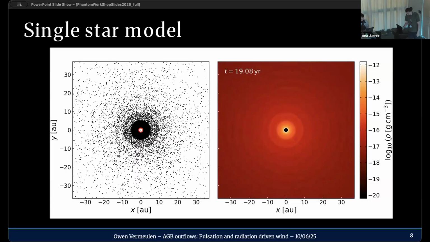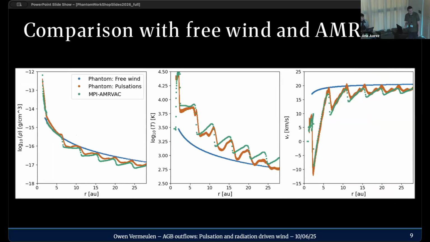That's quite nice. Now, of course, we also want to validate what we've implemented and also compare to what we had previously. So on this slide, I show 3 different figures. And on every single one, I show first in blue a profile corresponding to the free wind approach we had previously. In orange, the pulsations within Phantom that I now implemented. And then in green, we also have a very similar setup in a grid-based code, namely MPI-AMRVAC, which I always show in green. And then on the left, I show the density, in the middle, the temperature, and on the right, the radial velocity.